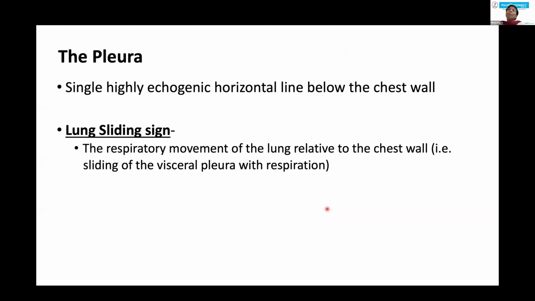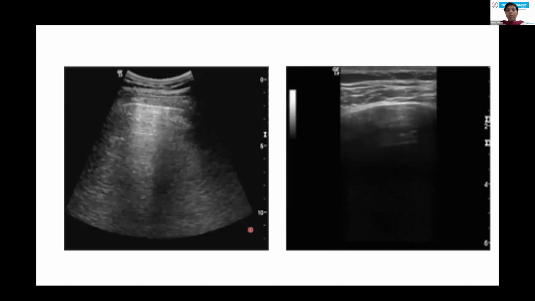We need to identify the pleura, which is the most important point when we are doing an ultrasound. Lots of our diagnosis is based on that. It's a single highly echogenic horizontal line below the chest wall. And the lung sliding sign is something which is normally present. It is nothing but the movement of the lung relative to the chest wall, or we could say sliding of the visceral pleura with respiration. Let us look at that, because this is something important we should be looking at. Now, before I show the lung sliding, I would like to show you the pleural line.